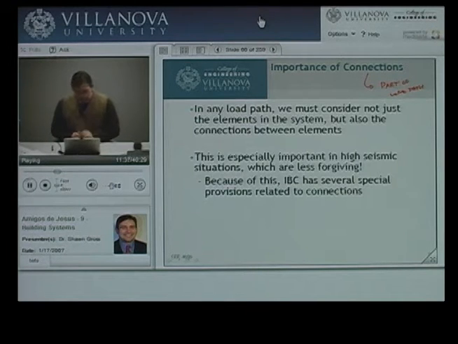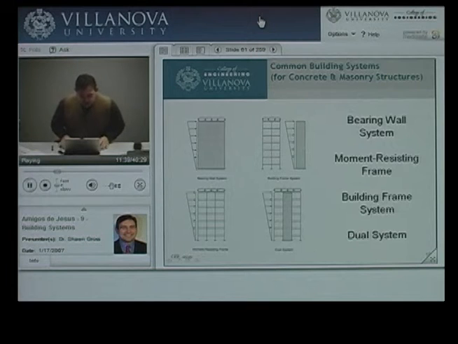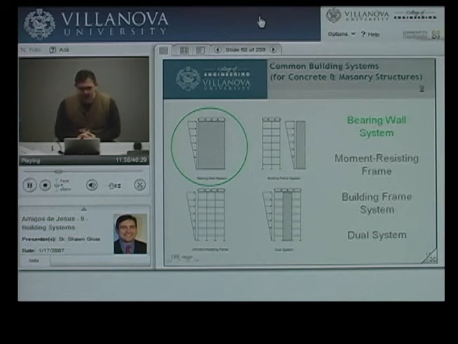All right. I want to go now to talk about 4 different common systems that we can have for concrete and masonry structures. And we've got a very simple graphic here, a schematic that we're going to use. We have a bearing wall system, a moment-resisting frame, a building frame system, and a dual system. And what I'd like to do is briefly go through each one of these. We're going to start with what happens for a bearing wall system.